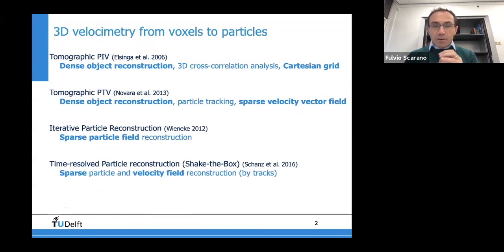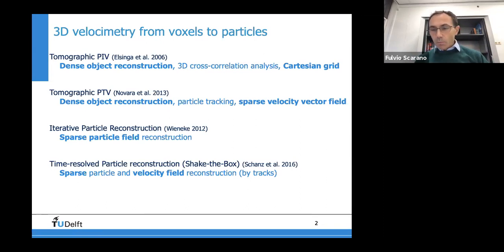Yes, tomographic PIV starts from the voxels. And so it makes a dense object reconstruction and also gives a dense velocity field by 3D cross-correlation analysis, though that's not very different from planar PIV in some sense. So the good thing is that you already have the vectors on a Cartesian grid. The bad thing is that it's quite computationally intensive at reconstruction, at correlation, and in fact, the filtering associated to the window is limiting the spatial resolution.